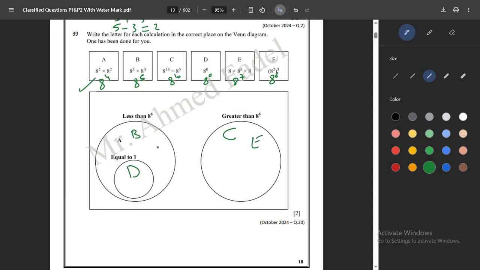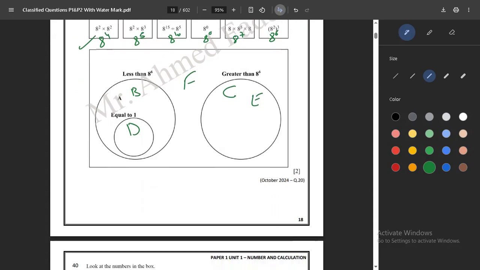And here is 8 to the power of 6. So where am I supposed to write it, Mister? Is it greater than 8 to the power of 6? No, it's 8 to the power of 6 exactly. Less than 8 to the power of 6? Come on, Mister. It's less than 8 to the power of 6, but this is 8 to the power of 6 exactly. Good. So what am I supposed to write outside both circles? So you're going to write F anywhere outside both circles.